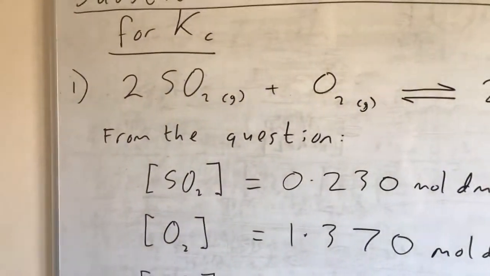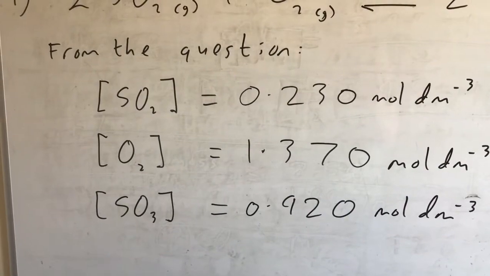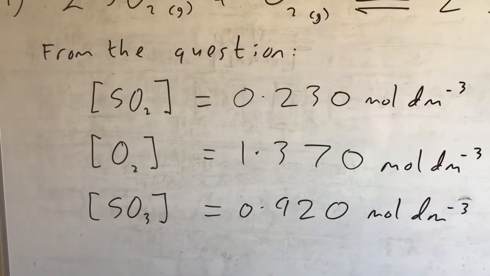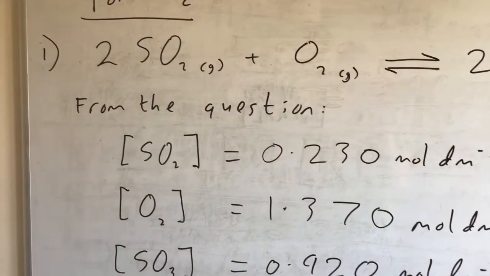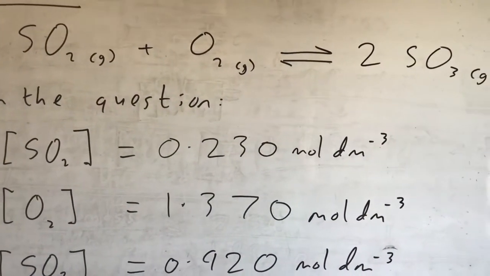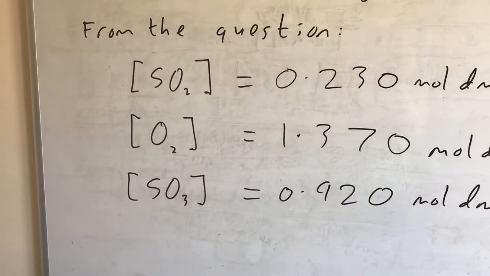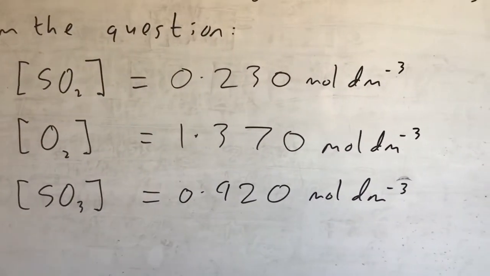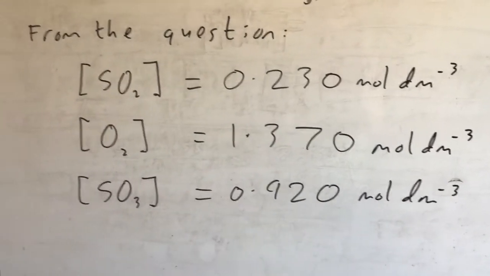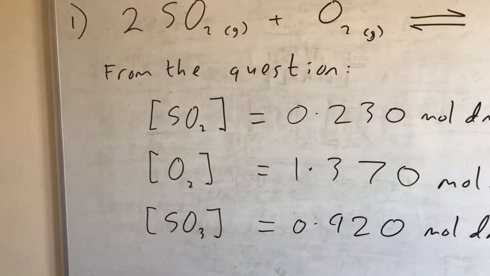So, according to the question, we have the concentrations of the 3 chemicals at equilibrium. There's the concentration of sulfur dioxide at 0.230 moles per decimetre cubed, and there's the concentrations of the other 2. So I've just got those numbers from the question. I'm now going to solve the problem in 2 steps.